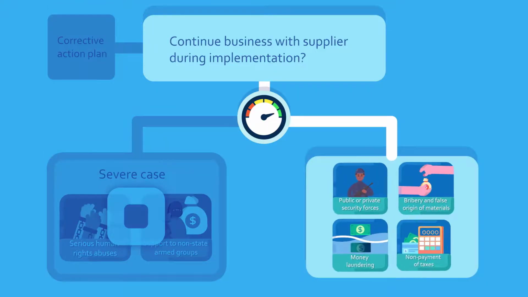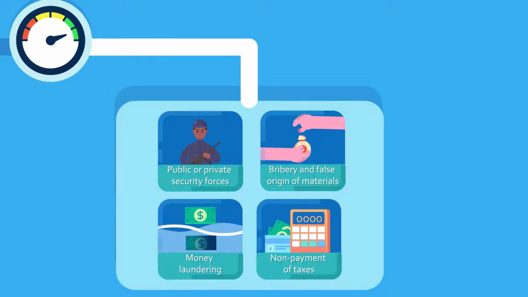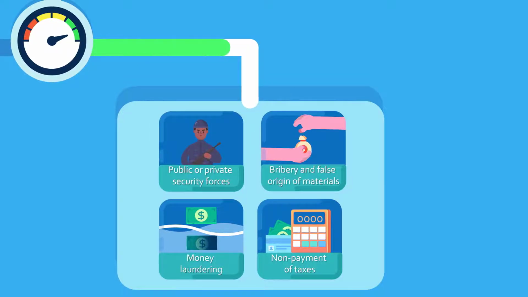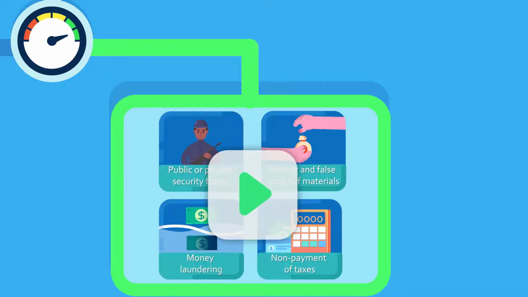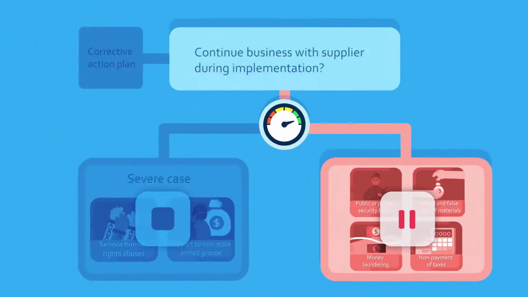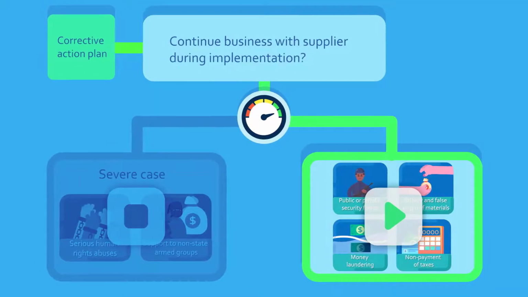What if the risk or impact was less severe? Any other risk from Annex 2? In that case, the choice is up to you. You could continue your relationship while the supplier implements their corrective actions, or you could choose to suspend the relationship till the supplier completes the corrective actions.